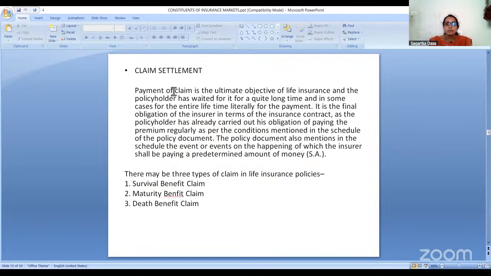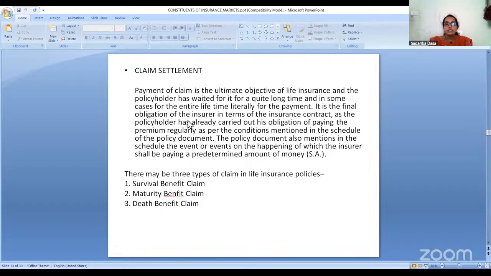Now claim settlement, payment of claim, is the ultimate objective of life insurance, and the policy holder has awaited it for quite a long time, and in some cases for the entire lifetime, literally for the payment. Claim settlement is payment of the total policy amount by the insurance company to the policy holder.